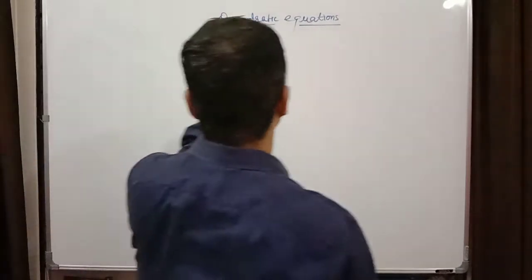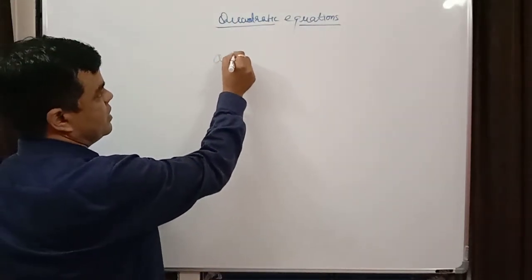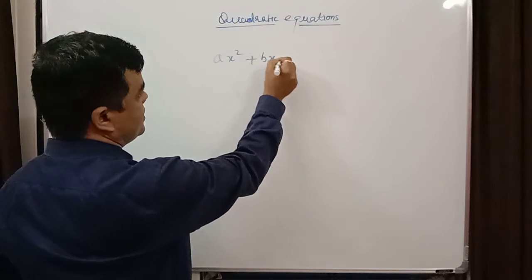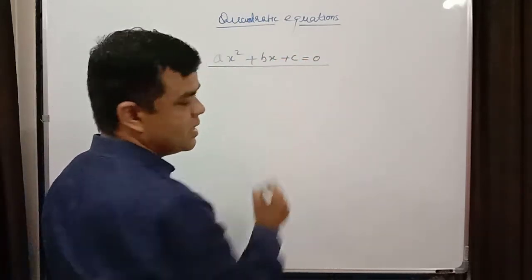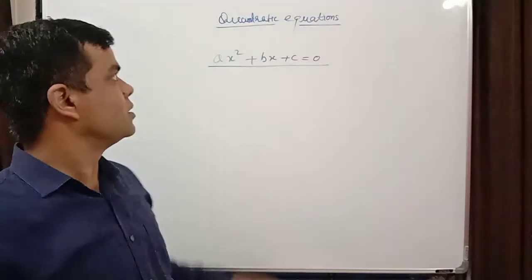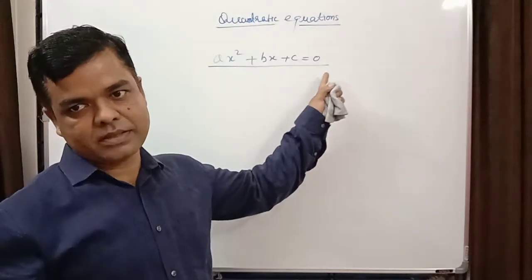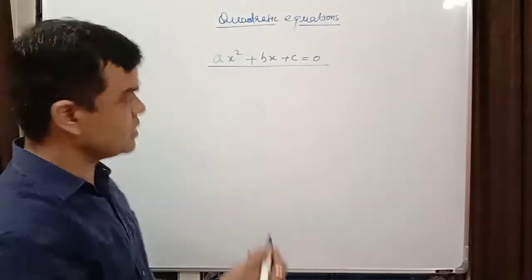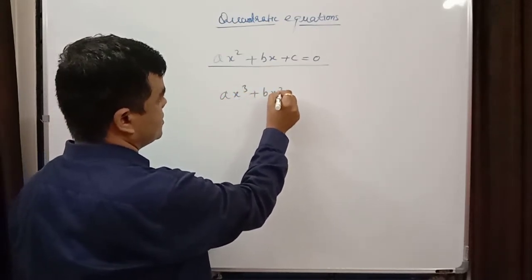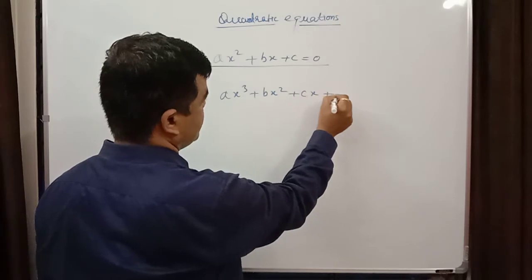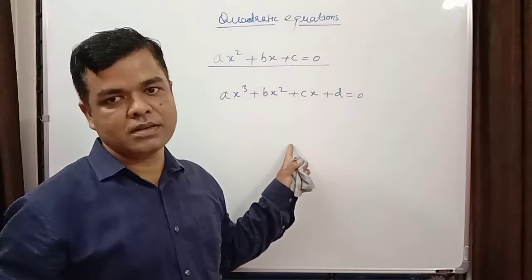Okay, this is the test. So next, suppose the equation is in the form ax square plus bx plus c is equal to 0. This form of equation is called a quadratic equation. So the topic of today is ax square plus bx plus c. This form of equation will be called quadratic equation, and ax cube plus bx square plus cx plus d is equal to 0. This form of equation will be known as the cubic equation.